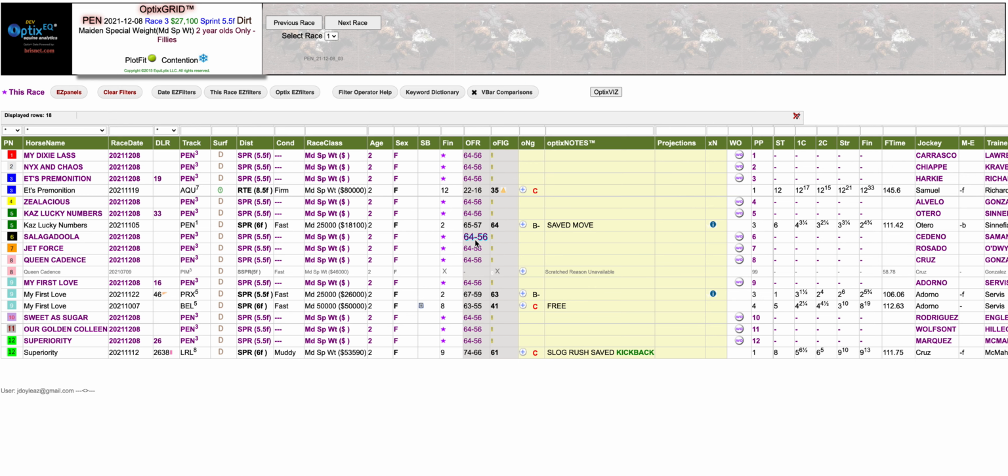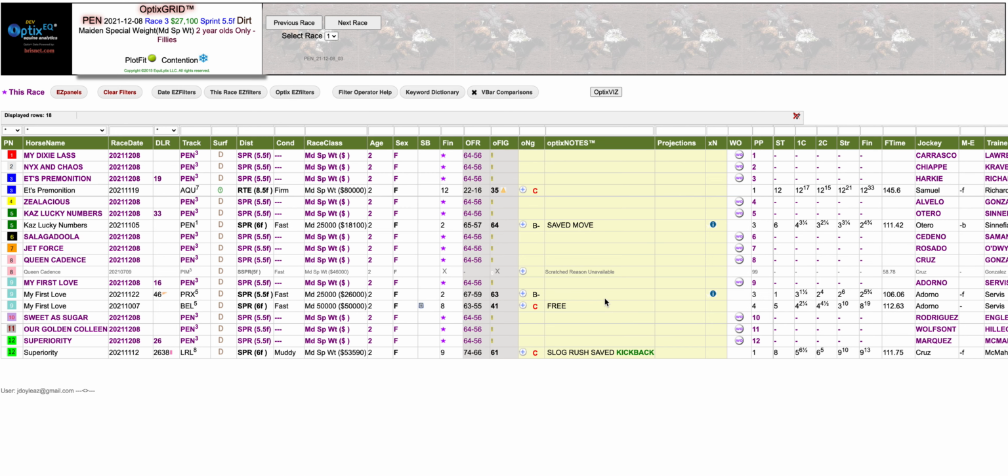The one that ran pretty good in their debut was Kaz Lucky Numbers. I thought this horse ran okay, but it was a maiden 25, so this horse is actually going up in class. The same thing could be said of My First Love, who improved with the drop. So these horses are already kind of proven below the level, and now they're moving up in class. That's kind of a negative.